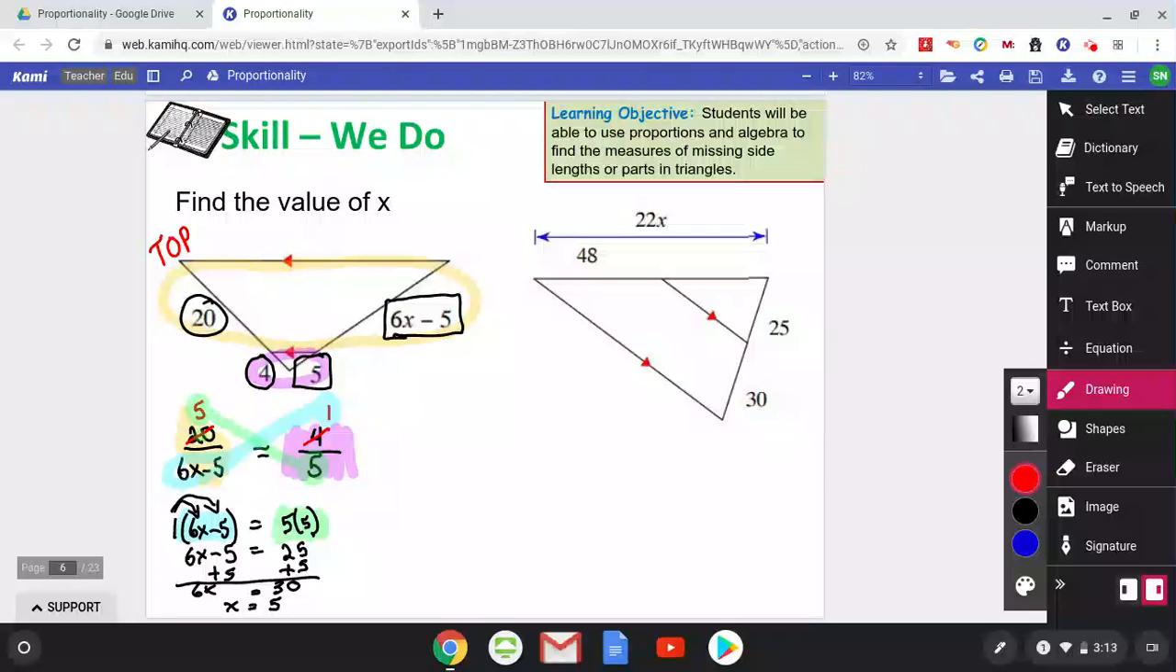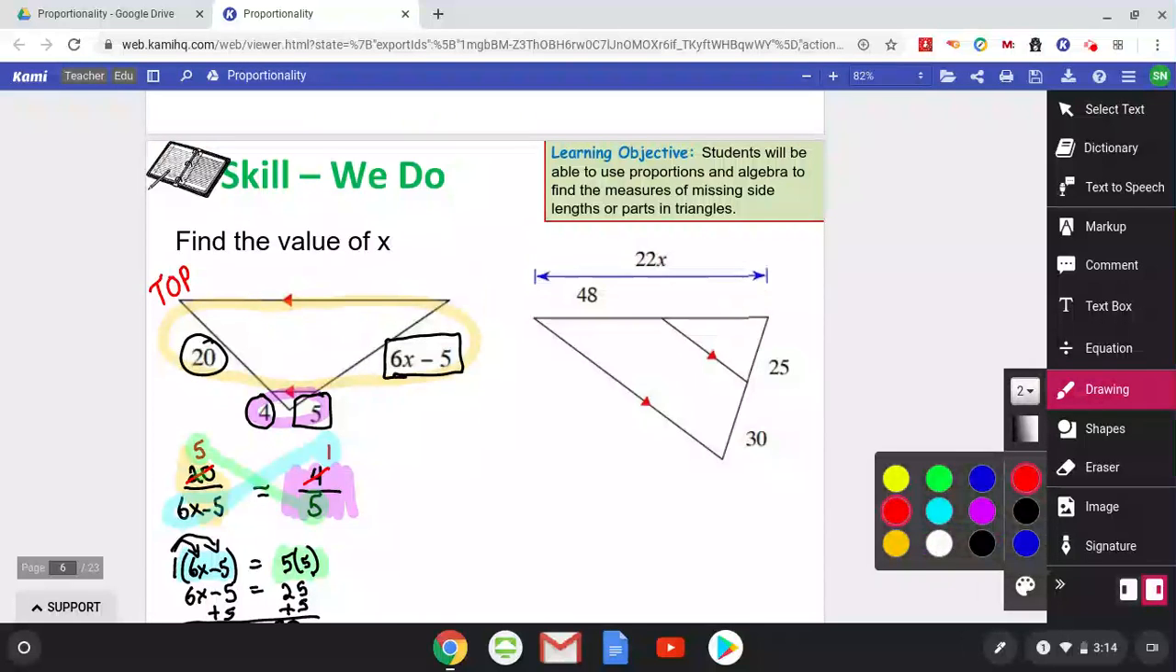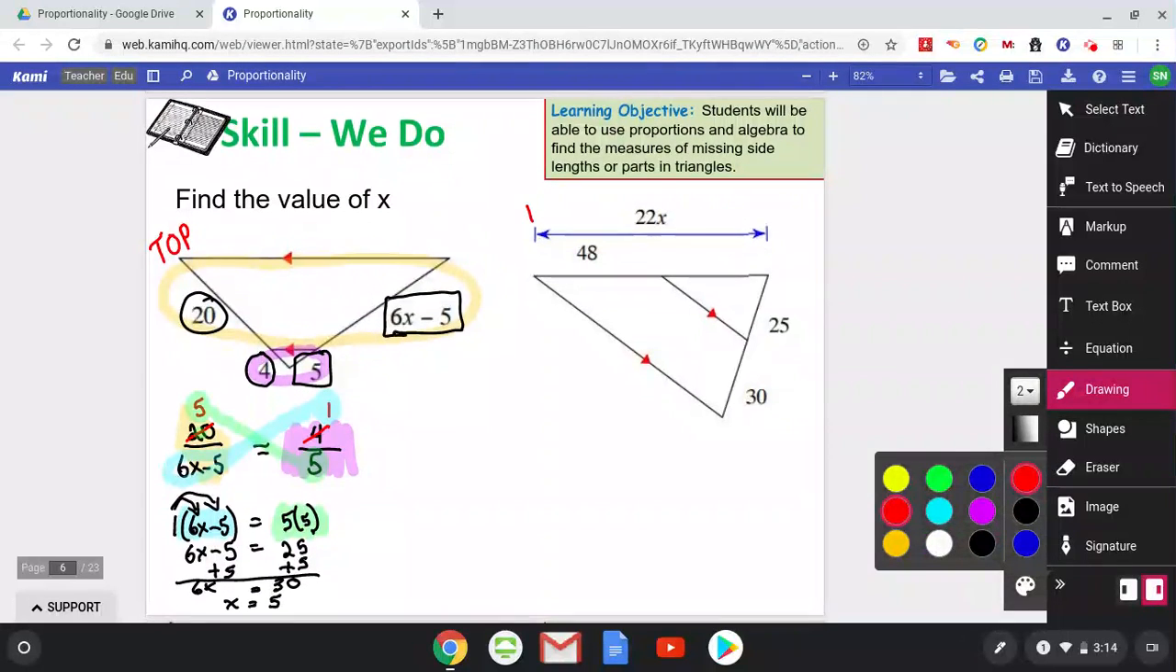Hello, this is part 3 of proportionality. In part 2, we solved the problem on the left, and I will show you how the one on the right is slightly different than the one on the left. So in order to start, we have to determine which numbers will be on the numerator, that's the top of the fraction, and I will choose the numbers on the top of our picture to be at the top.